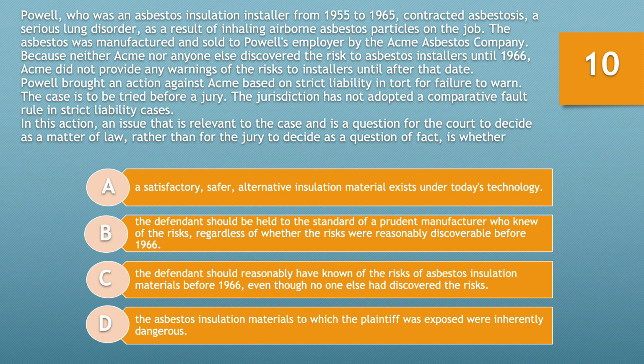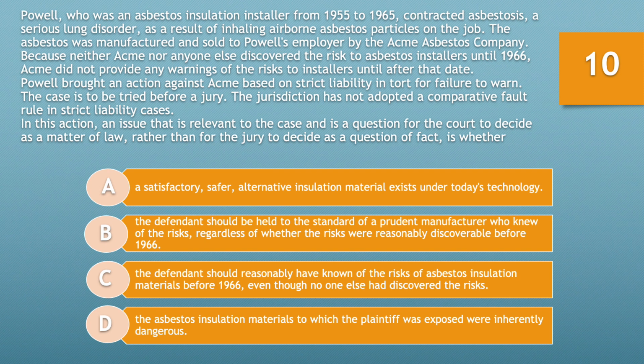Powell, who was an asbestos insulation installer from 1955 to 1965, contracted asbestosis, a serious lung disorder, as a result of inhaling airborne asbestos particles on the job. The asbestos was manufactured and sold to Powell's employer by the Acme Asbestos Company. Because neither Acme nor anyone else discovered the risk of asbestos to installers until 1966, Acme did not provide any warnings of the risk to installers until after that date. Powell brought an action against Acme based on strict liability in tort for failure to warn. The case is to be tried before a jury. The jurisdiction has not adopted a comparative fault rule in strict liability cases.